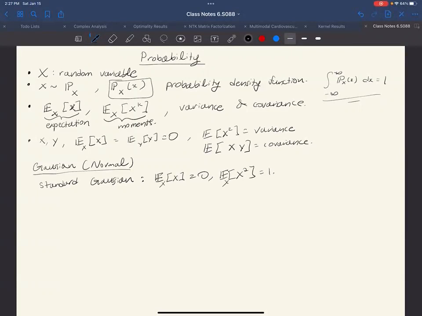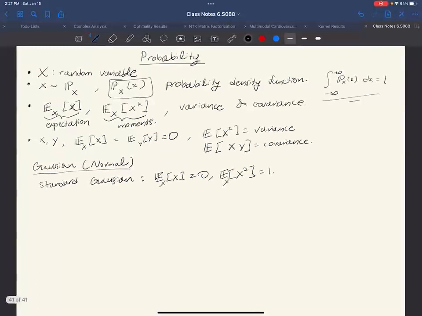But what does this actually mean? First of all, what is the Gaussian distribution? The probability density function looks something like this: the probability of X obtaining some value small x is 1 over the square root of 2 pi, e to the power negative x squared over 2. I think most of you have seen it. In general, if you have a mean mu and a standard deviation sigma, then the density function would be 1 over the square root of 2 pi sigma squared, e to the power negative (x minus mu) squared over 2 sigma squared.